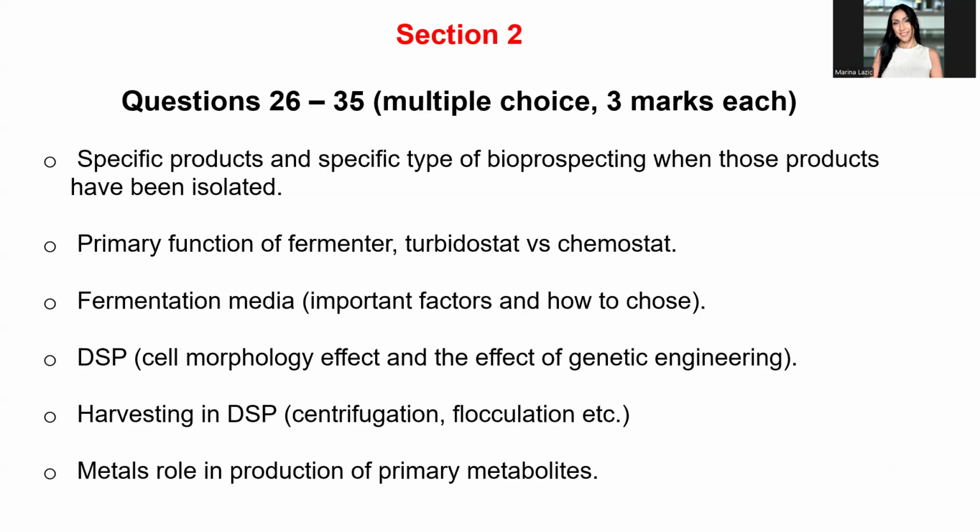Then, in terms of the second section, know specific products and specific types of bioprospecting where those products have been isolated, like bioprospecting in unusual environments. Know the primary function of a fermenter, and distinguish between turbidostat and chemostat. Know the important factors in fermentation media and how to choose, and the importance of cell morphology and genetic engineering on downstream processing. Then in terms of DSP, centrifugation versus flocculation: which one is better and when. And know very well the role of metals in the production of primary metabolites.